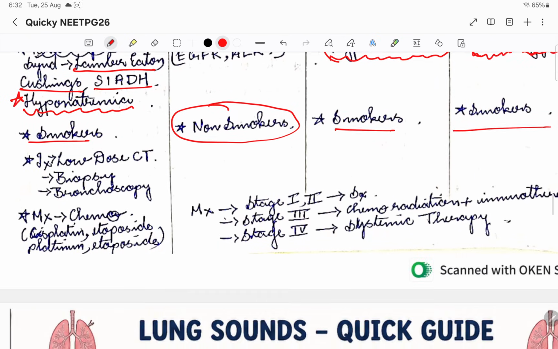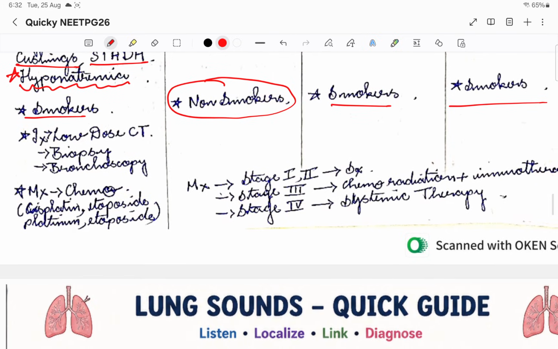Then coming to the investigations, I told you about the biopsies and all that we do. Basically low dose CT is done. Then biopsy, based on bronchoscopy. Bronchoscopic biopsy is done in all of these cases.